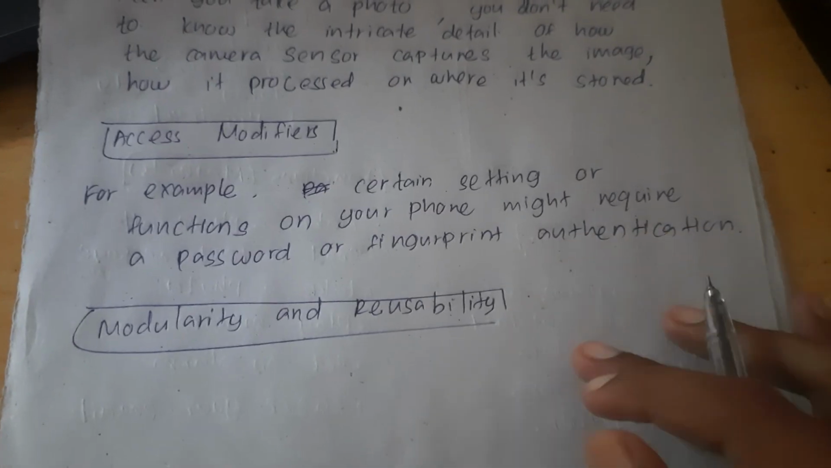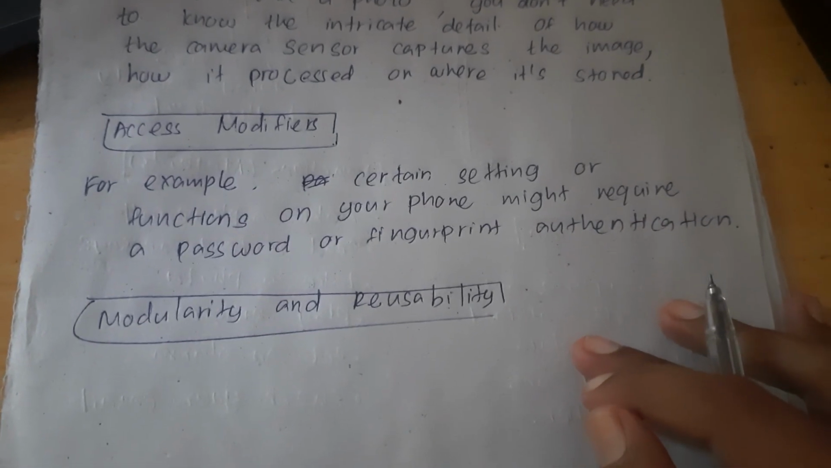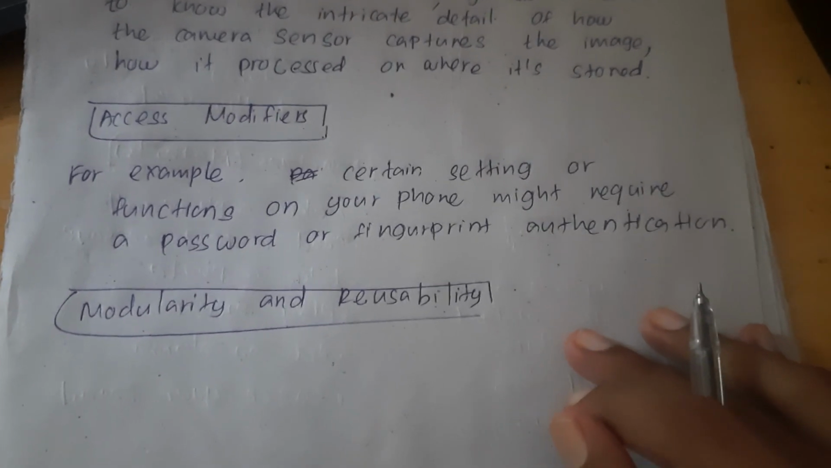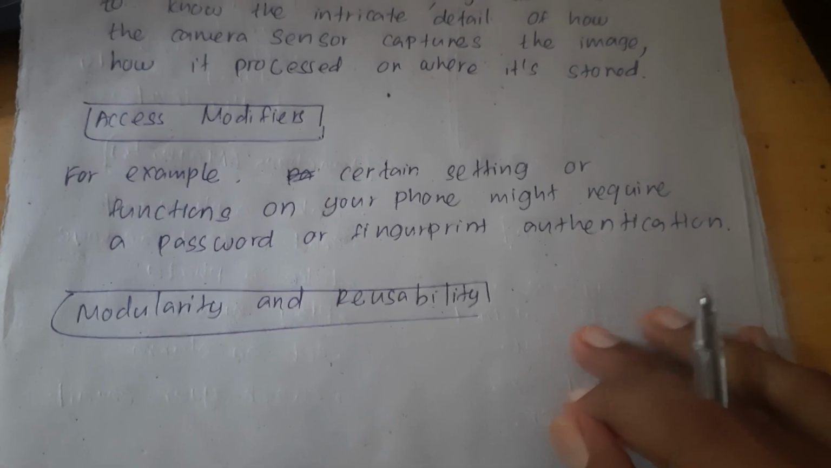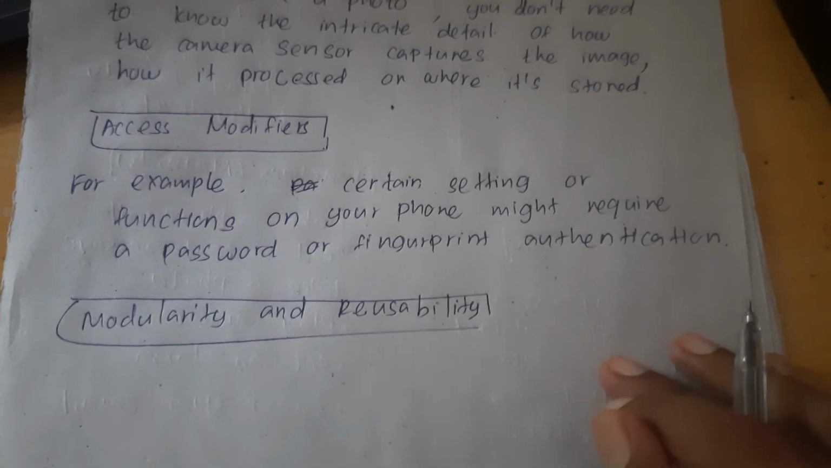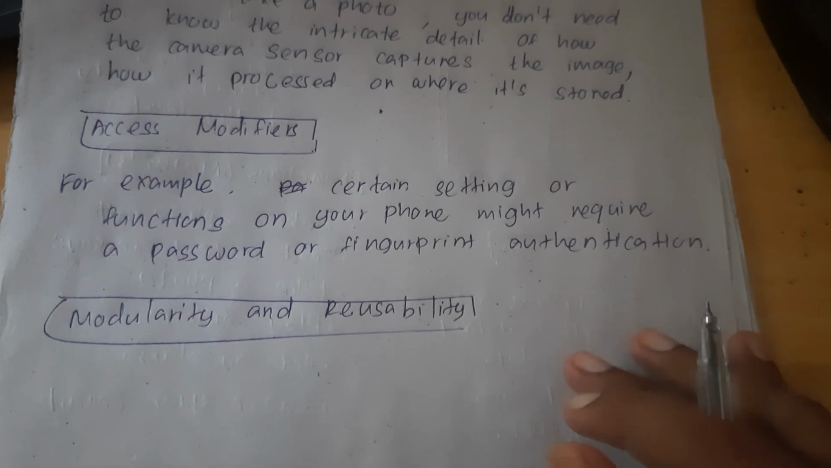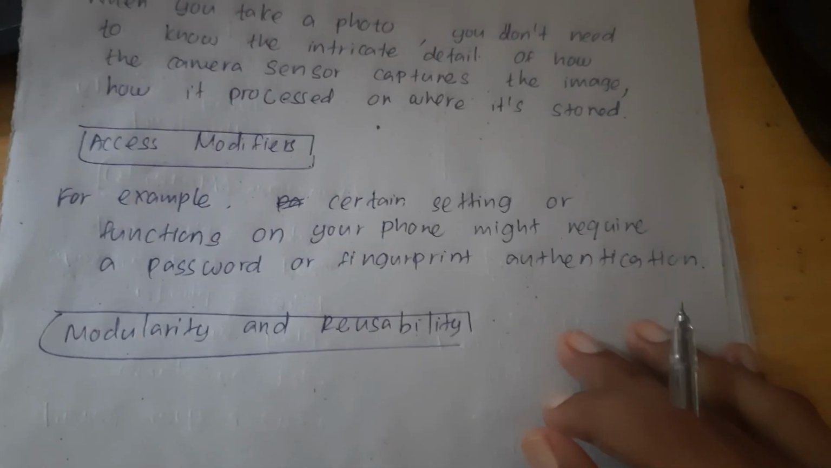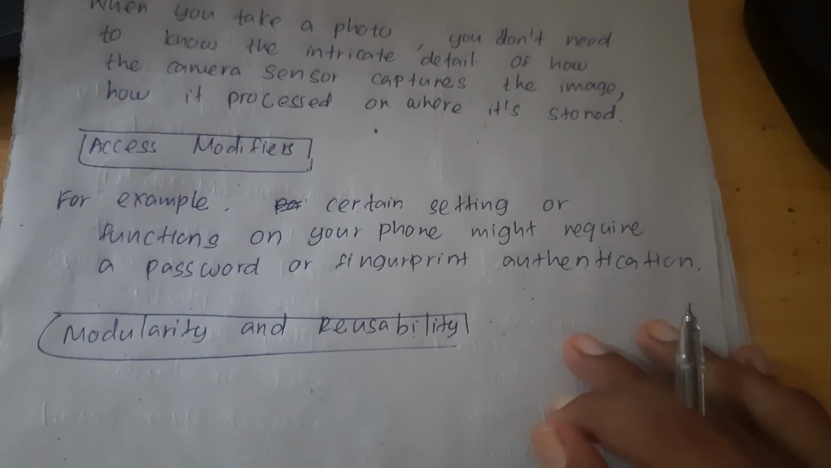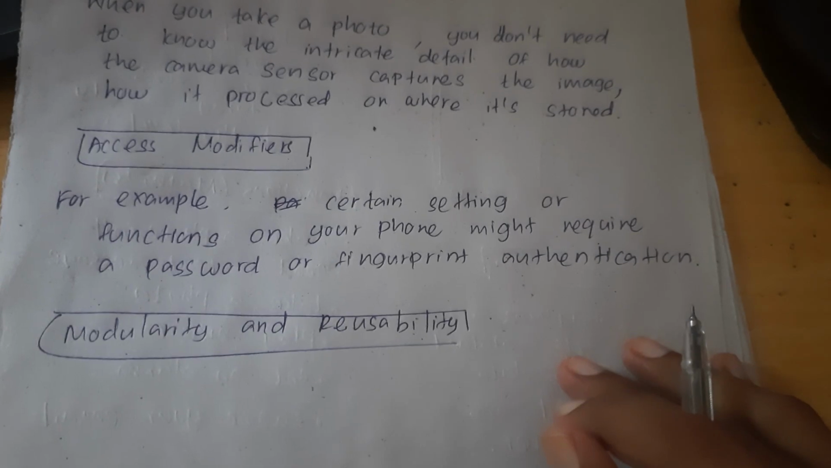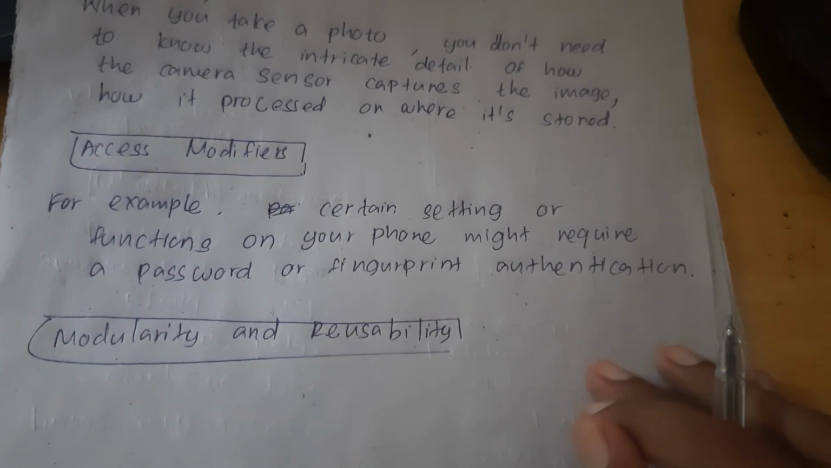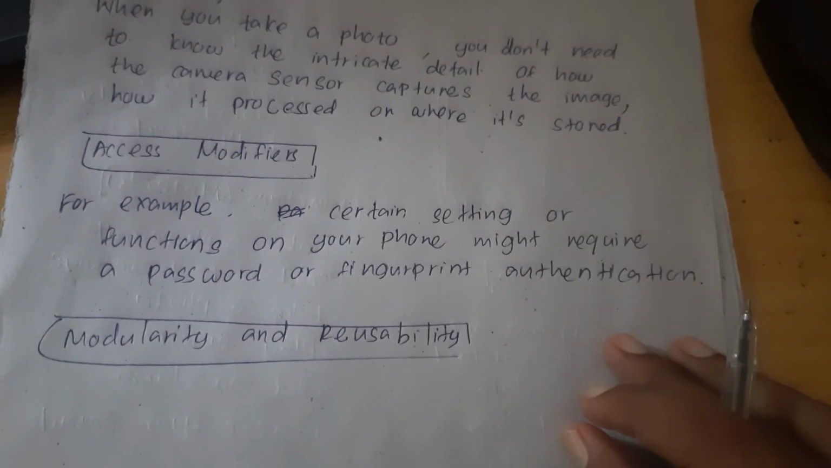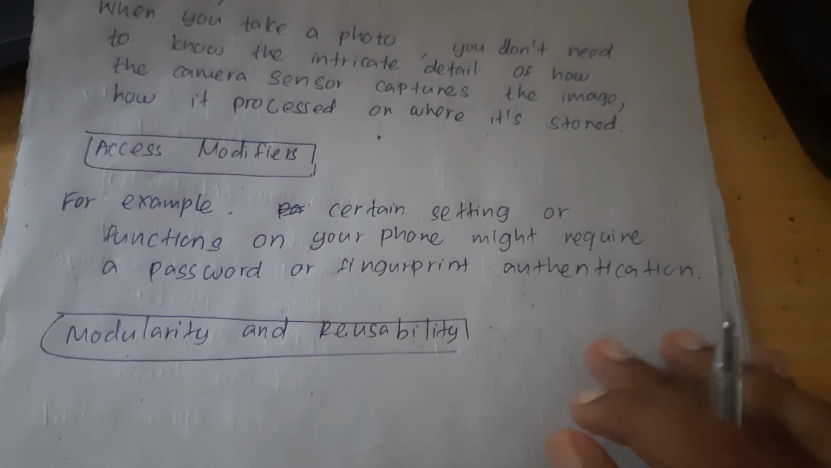Next, about modularity and reusability. The concept of encapsulation also promotes modularity. Each smartphone model is like a class, and you can create multiple instances of that class, multiple phones of the same model. Additionally, certain functionality like a camera app can be reused across different phone models, similar to how a class can be reused to create objects with similar capabilities.